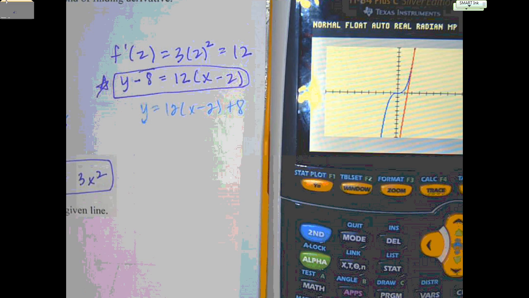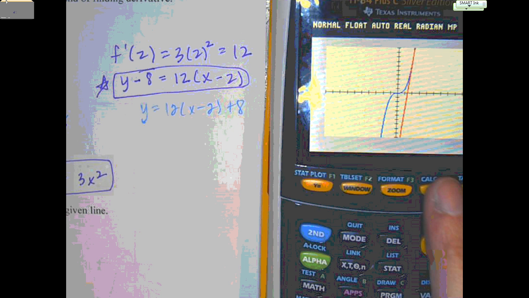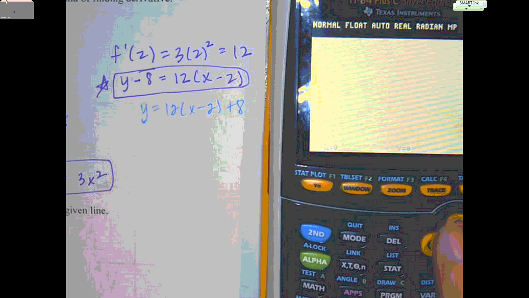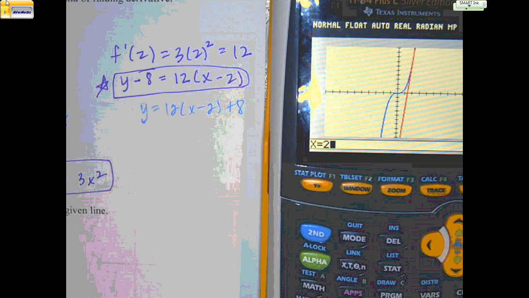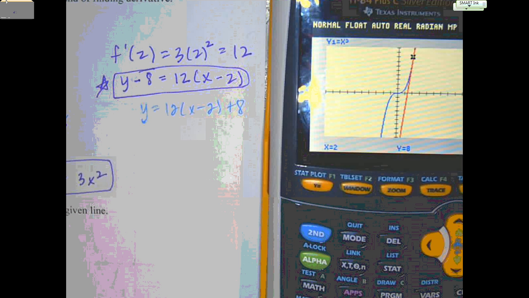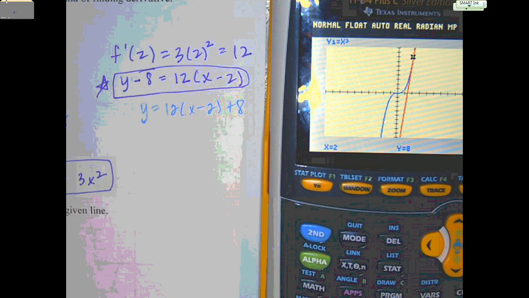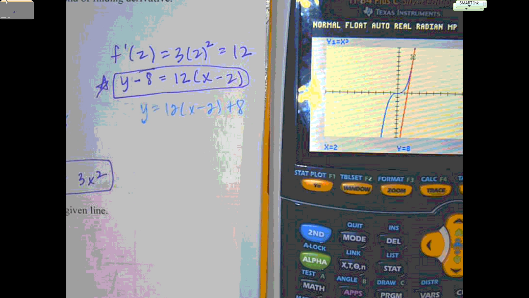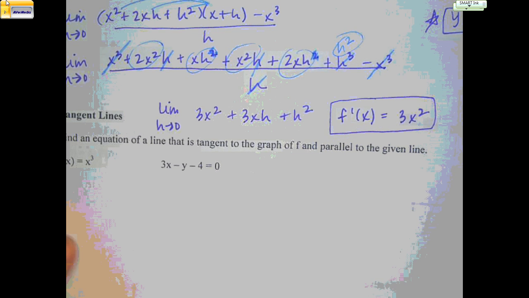And if you want to see, you can hit 2nd calc, and trace value. If we go to 2, you can put your trace button on 2, 8, and you kind of see that's the point where we're supposed to be tangent. Okay, so that's kind of a handy thing. Use your calculator to check. All right, let's move on.